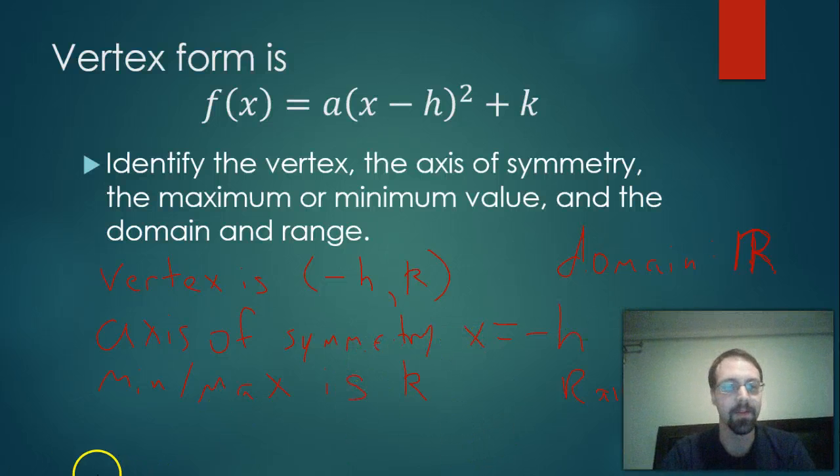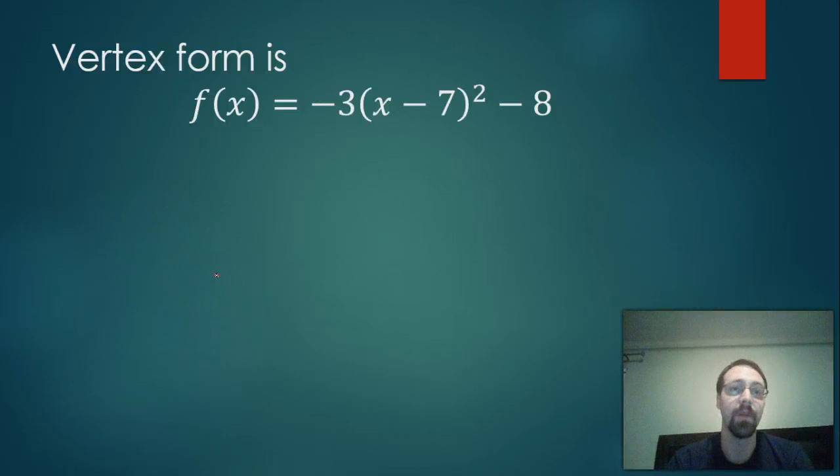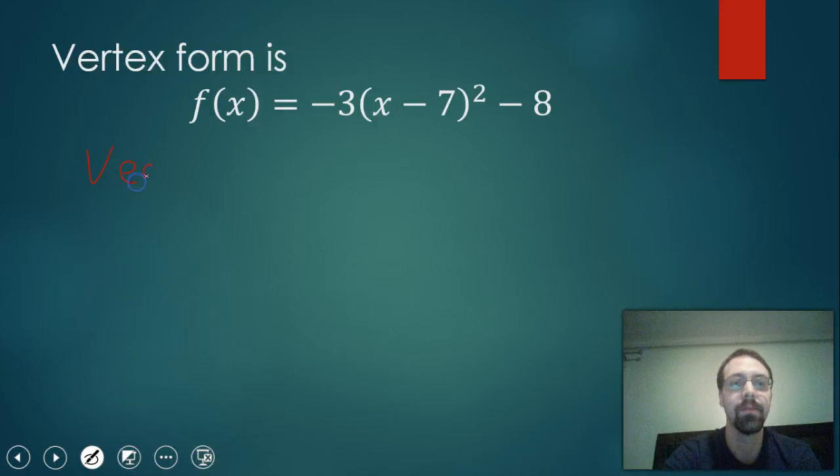Let's put this into practice. So here we go. Here's my vertex form. It's f of x equals negative 3 times the quantity x minus 7 squared minus 8. So my vertex is positive 7, negative 8. My axis of symmetry is x equals 7.